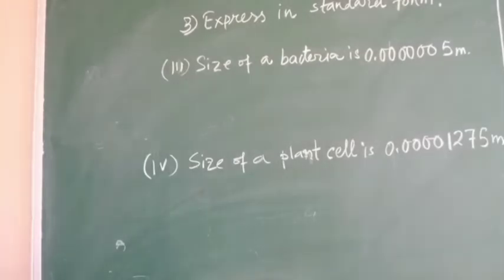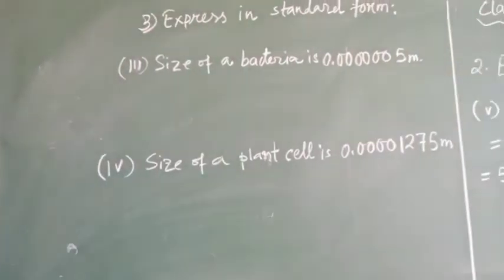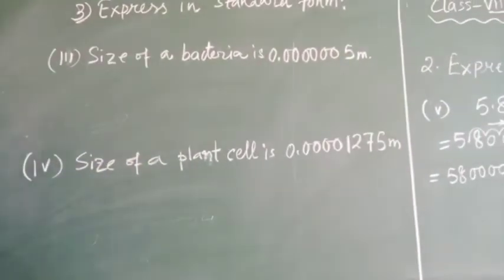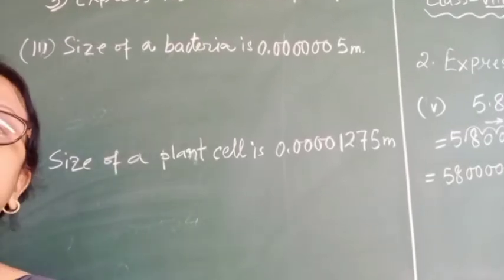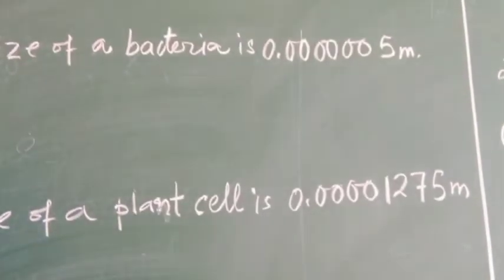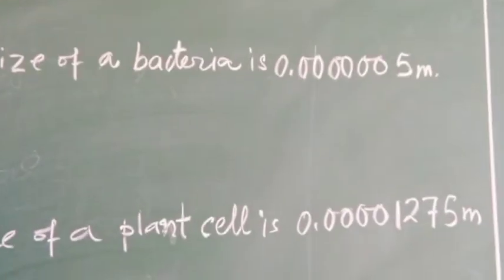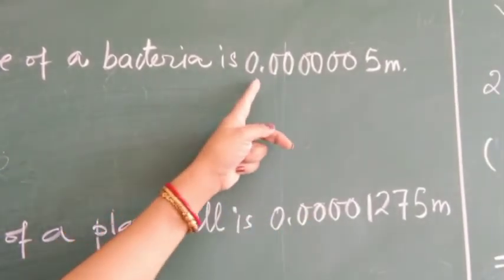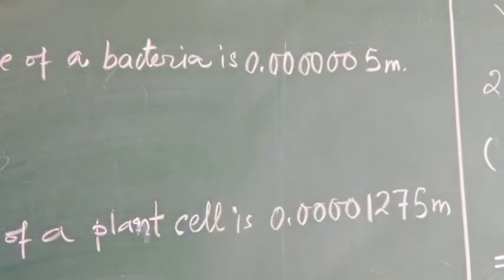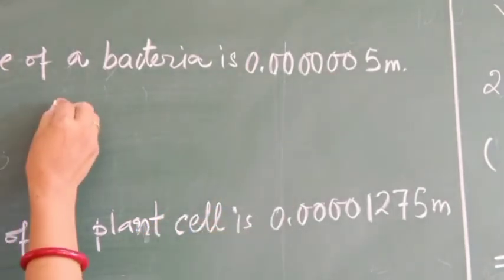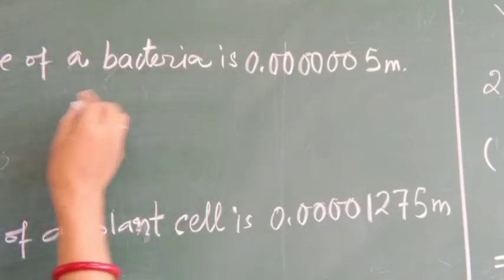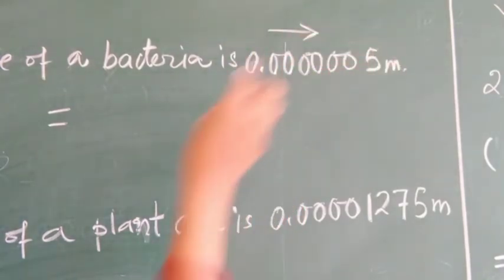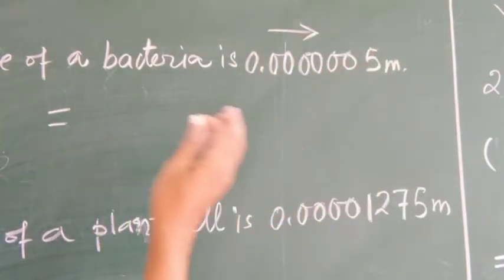This is also from question number 3. The statement is given, the size of a bacteria is, can you see clearly? Check the number. Size of a bacteria is 0.00000005 meter, and you have to convert this usual number into standard form. So you can see that the point will move to the right side, so the power will come negative.